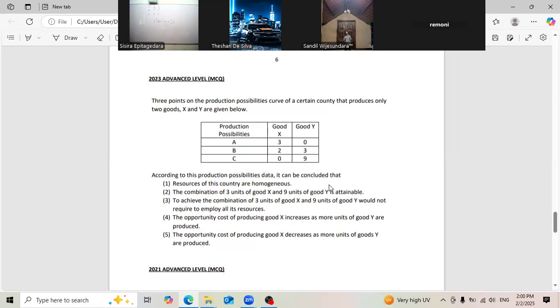You can see when Y production rises by 3 units, X production falls by 1 unit, right? And then you can imagine there should be one point here, the missing point. The missing point is when Y production is 6 units, X production should be 1 unit. Clear or not?